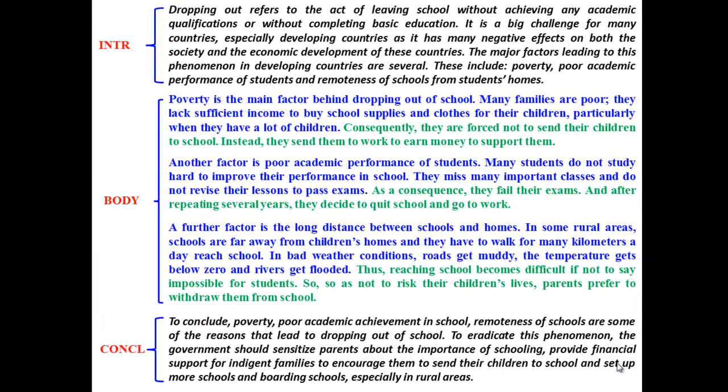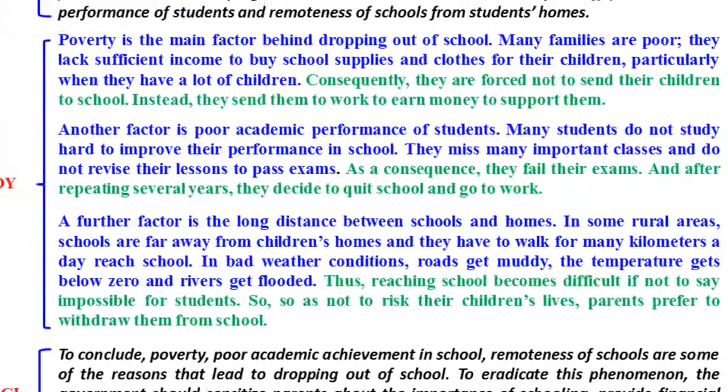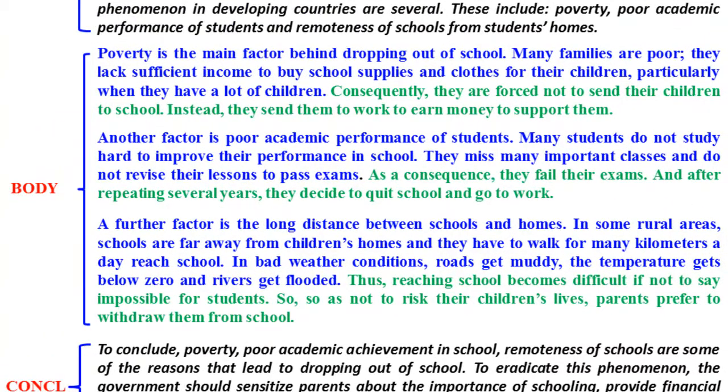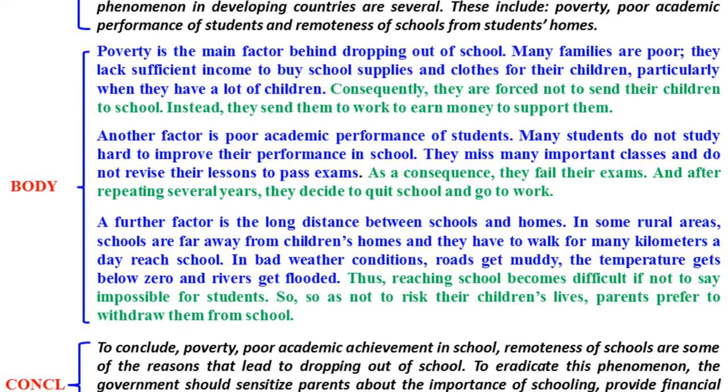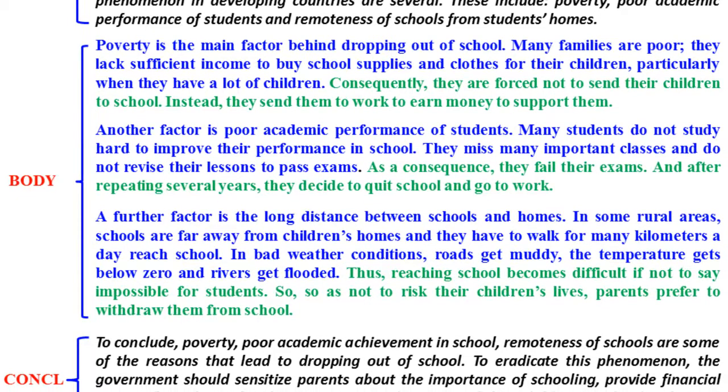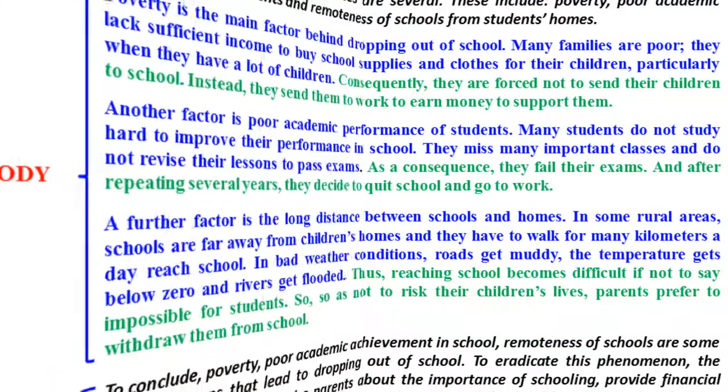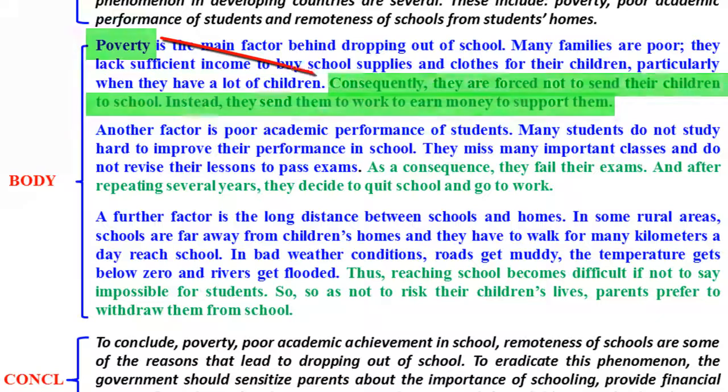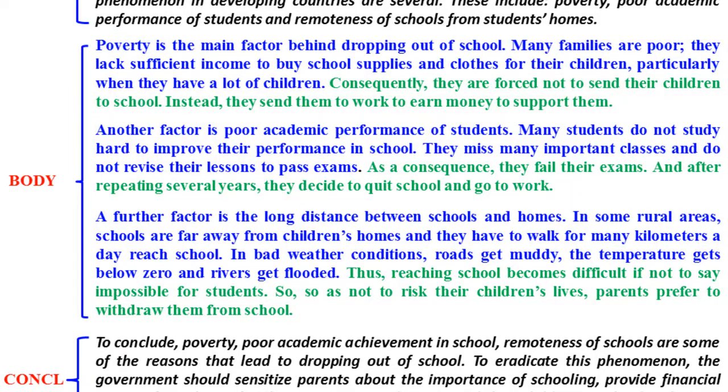So this is an essay about the causes of dropping out of school and its effects. So as you see, the body of the essay contains 3 paragraphs. In each body paragraph, a cause is directly related to its effect. So the main cause of the phenomenon is poverty. Many families are poor. Its effect is that they are forced not to send their children to school.